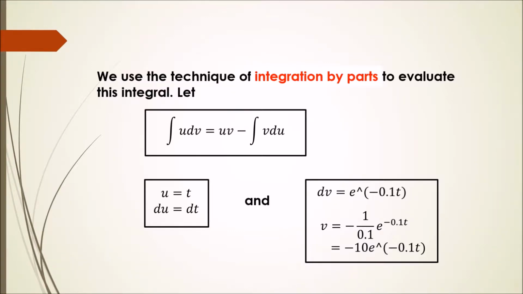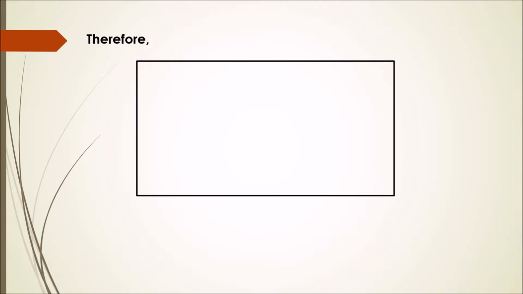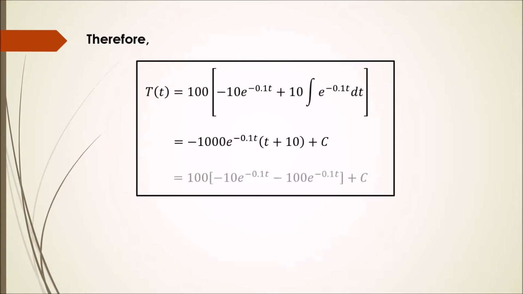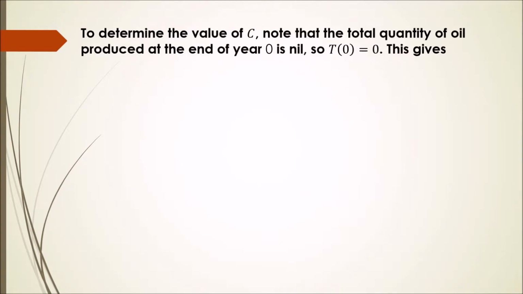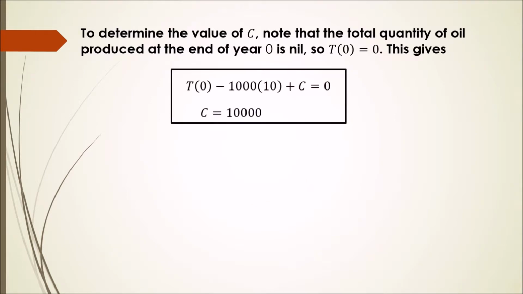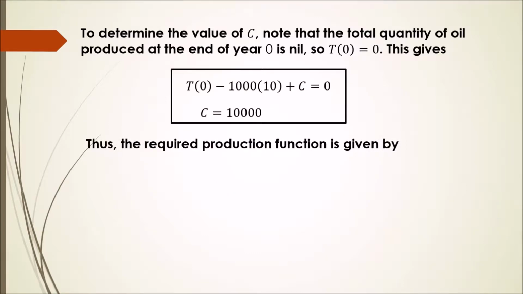After that, we will use the separated terms in the integration formula. After being simplified, it will be like this. Lastly, we have to determine the value of the constant. First, we note that the total quantity of oil produced at the start is 0. So if t is equal to 0, then the constant value will be 10,000. Thus, the required production function is given by this equation.